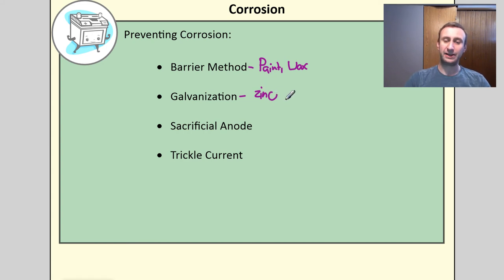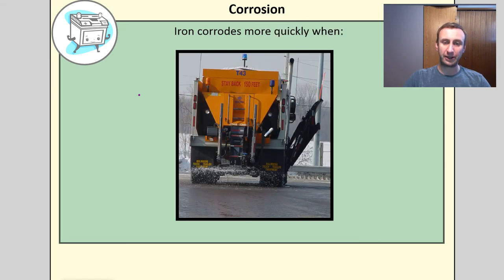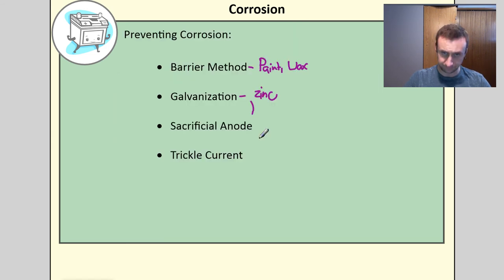Now, another thing that zinc does is if I do have a scratch past the zinc, it's what we call a sacrificial anode. So if I go back to my redox table, zinc is a stronger reducing agent than iron is.